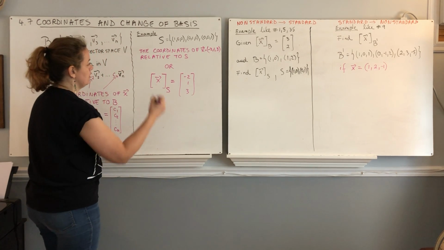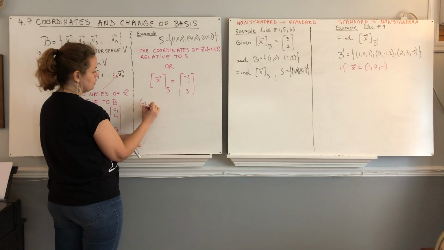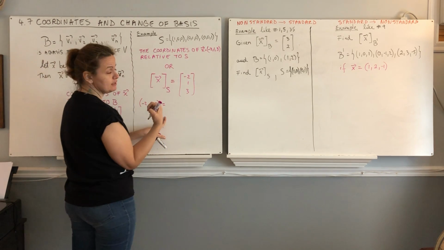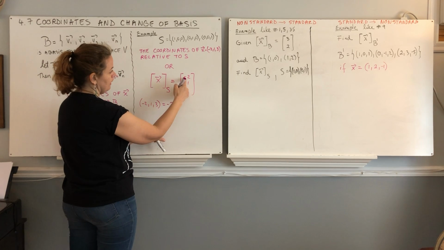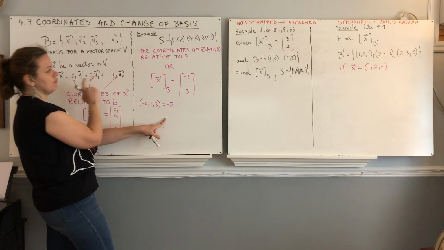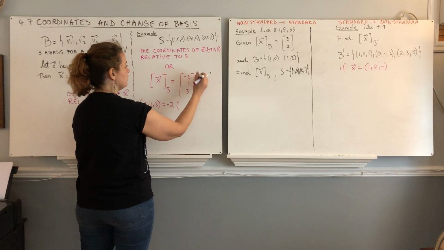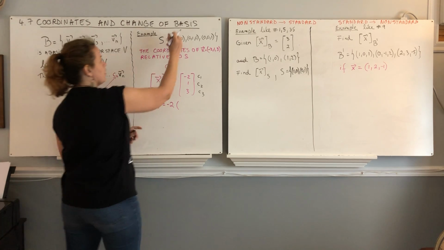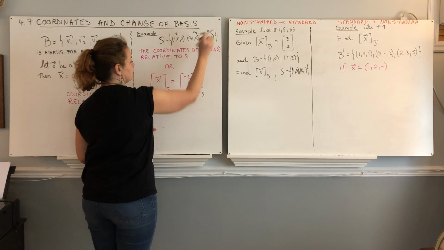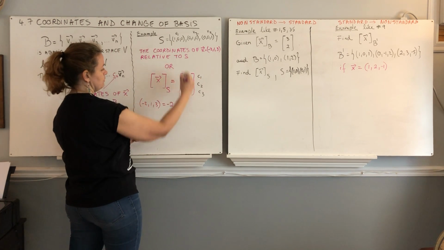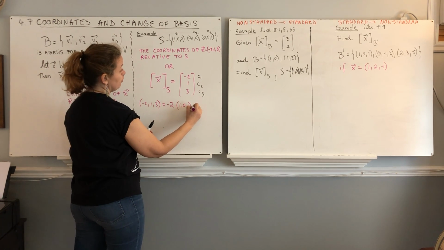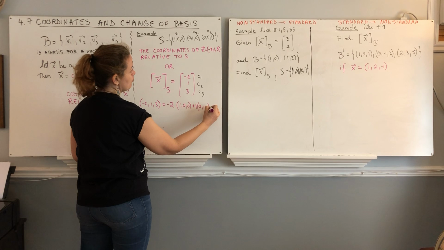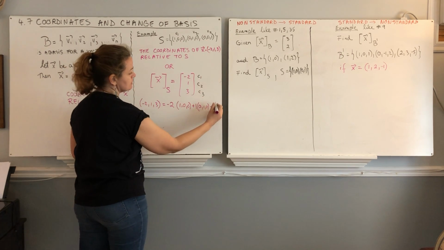It means that the vector X, which is negative 2, 1, 3, can be expressed as a linear combination of the basis vectors by doing negative 2, so this is C1 here, times, so this would be C1, C2, C3, and the basis vectors here are V1, V2, V3. So you do C1 times V1 plus 1 times V2 plus 3 times V3.